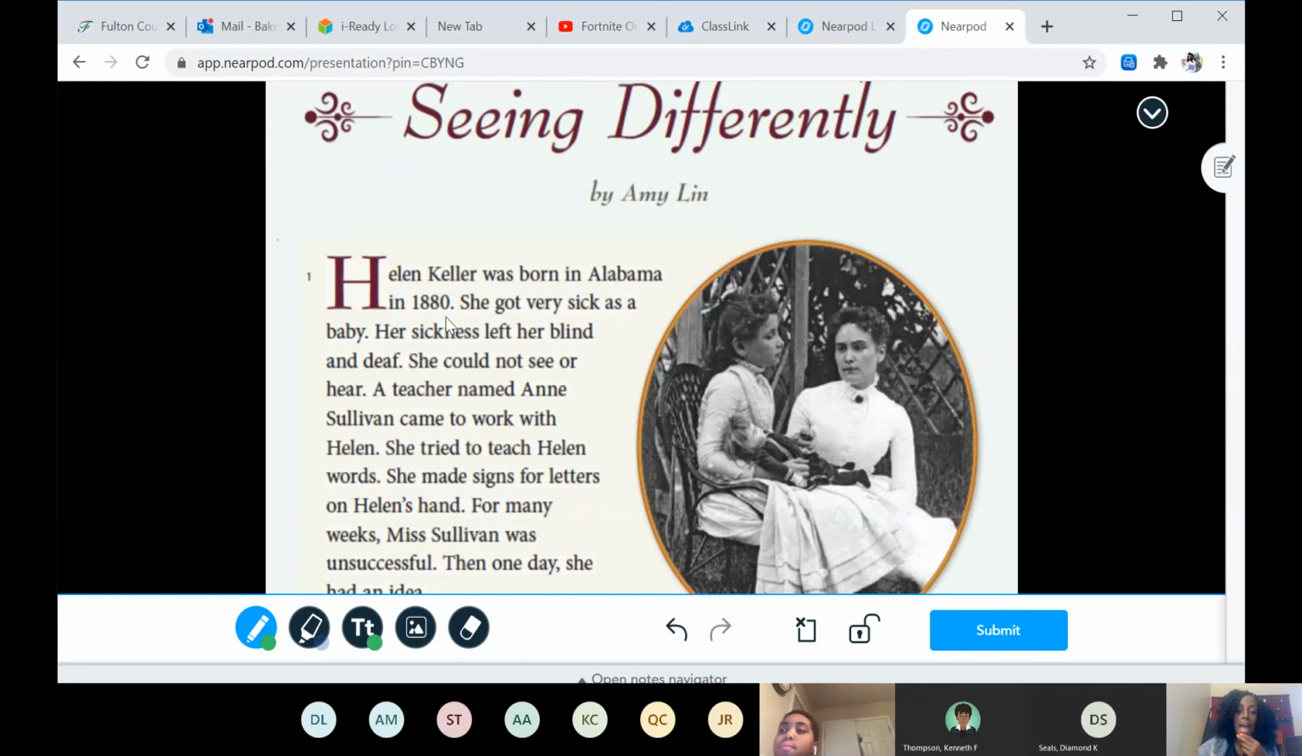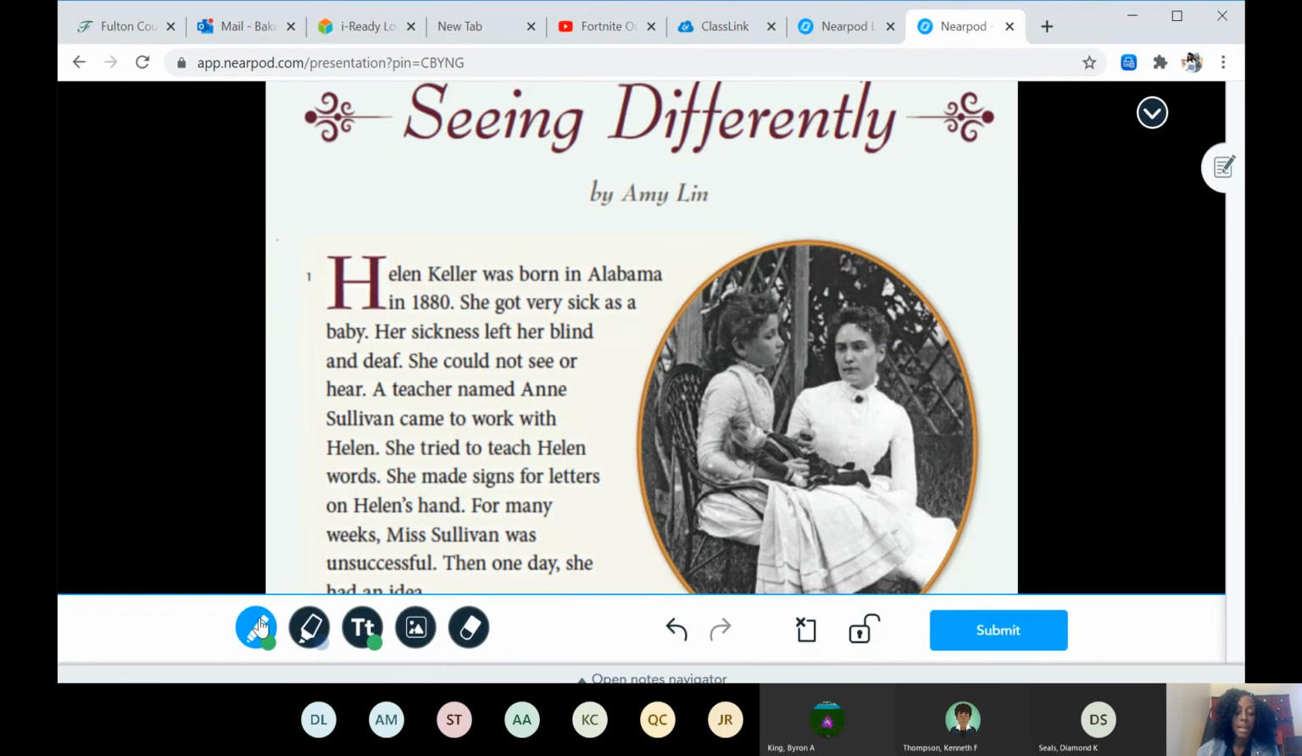All right. Helen Keller was born in Alabama in 1880. She got very sick as a baby. Her sickness left her blind and deaf. She could not see or hear. A teacher named Anne Sullivan came to work with Helen. She tried to teach Helen words. She made signs for letters on Helen's hands. For many weeks, Miss Sullivan was unsuccessful. Then one day, she had an idea.